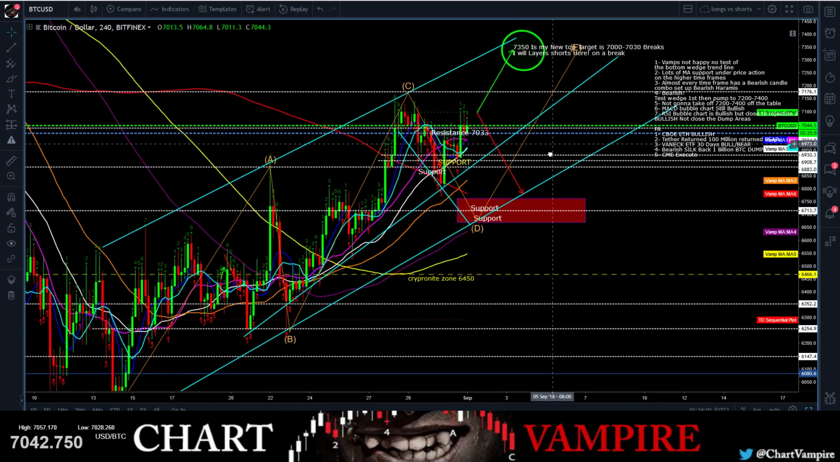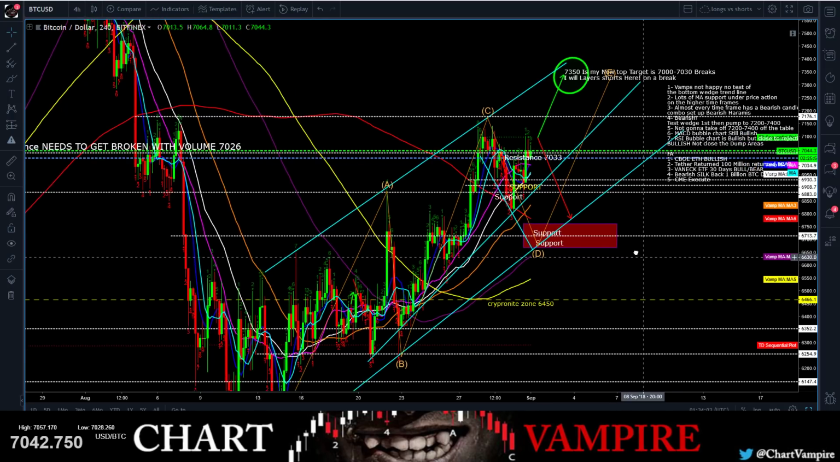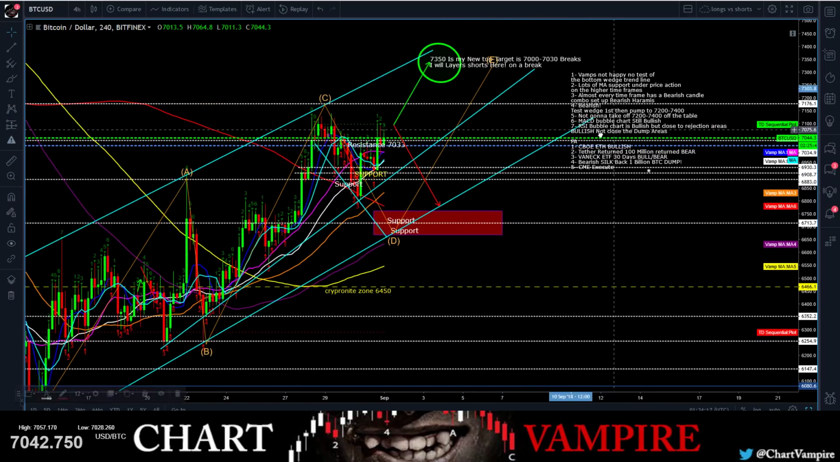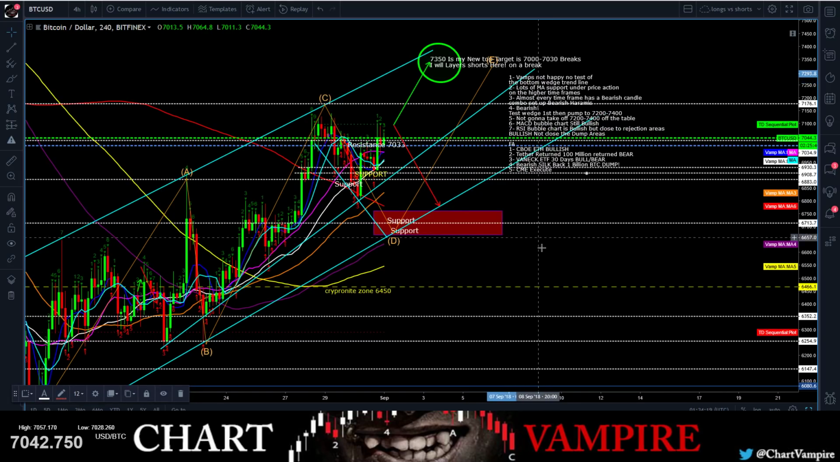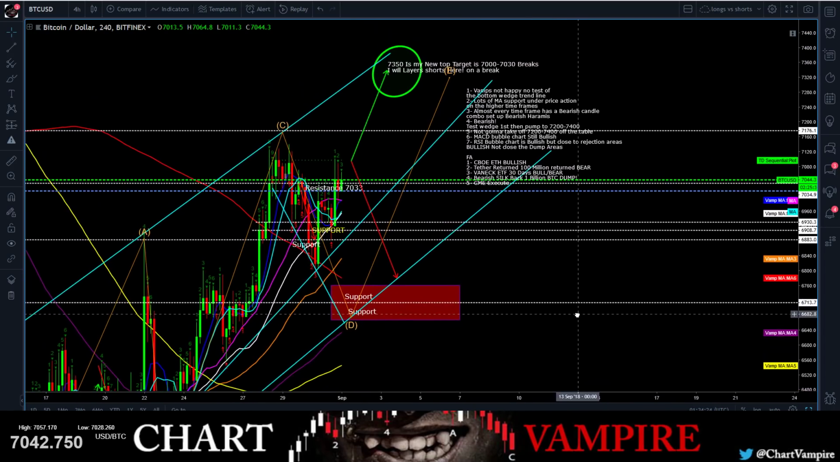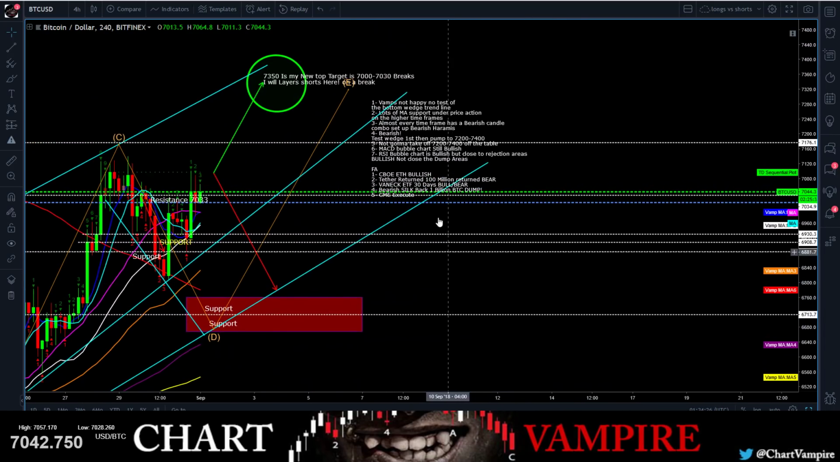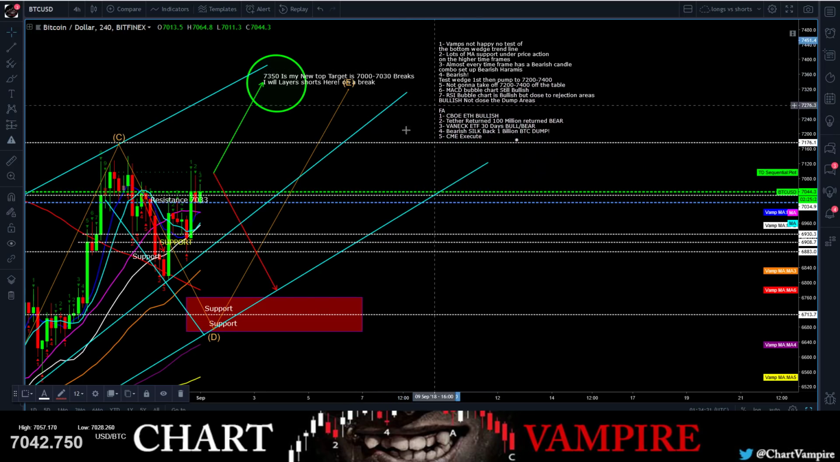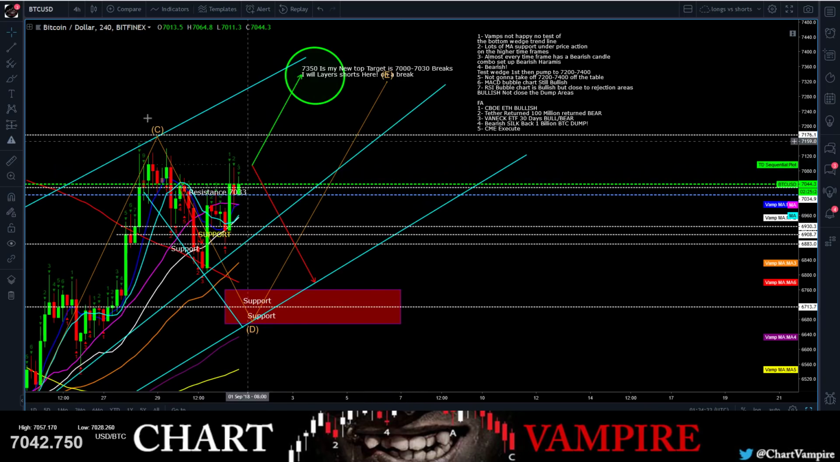There it is, so there's our new wedge. We have a wedge inside of a wedge right now. Okay, I'm still standing by my call. I still think this damn thing needs to test this bottom line.